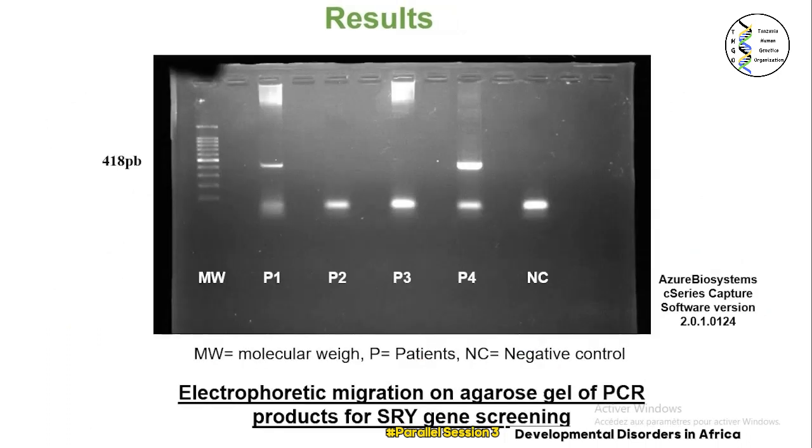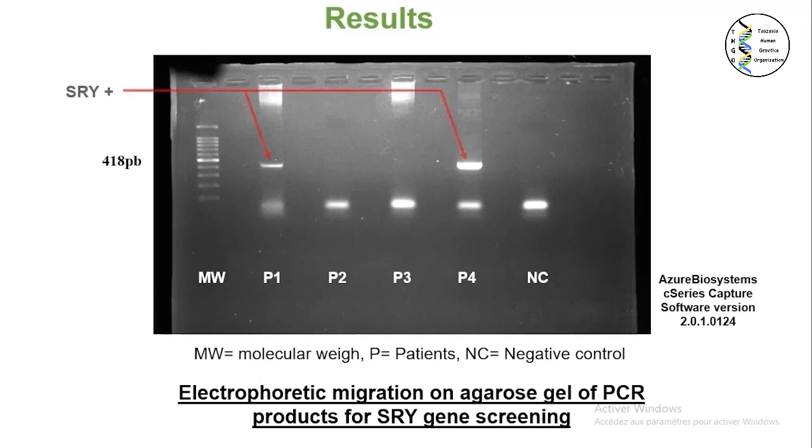For the screening of the SRY gene, we have here the result of an electrophoretic migration on agarose gel of PCR products for the SRY gene screening. So for patients P1 and P4, the SRY gene is present. We see a band at 400 base pairs. And for patients P2 and P3, the SRY gene is absent. The test is negative, confirmed by the negative control.